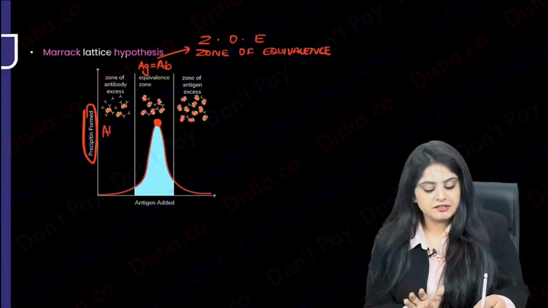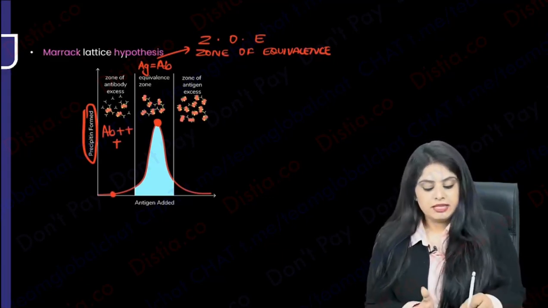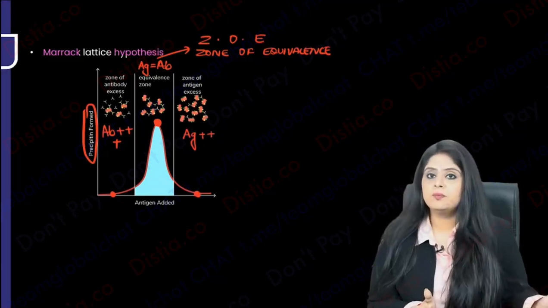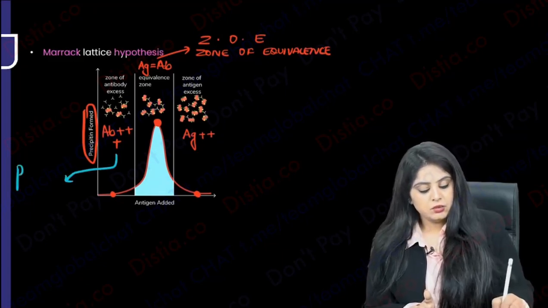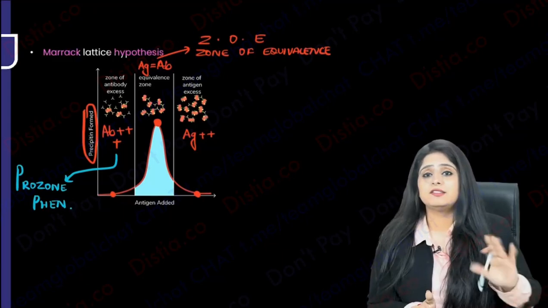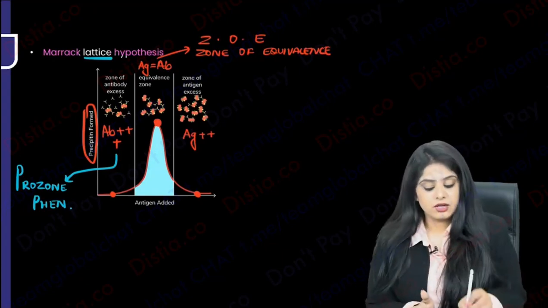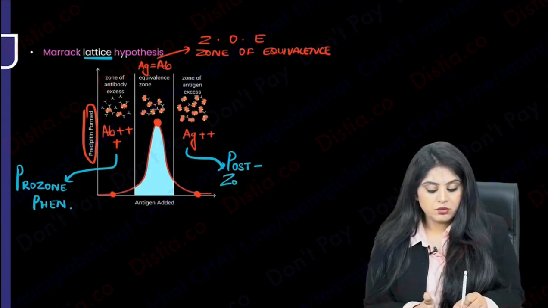If there is excess of antibody, do you see any precipitate forming? No. If there is excess of antigen, do you see any precipitate forming? No. So what are these known as? When there is excess of antibody, this is known as the prozone phenomenon. A lot of students ask me, what is prozone phenomenon? That is when antibodies are in excess. The lattice will not form, the antigen-antibody reaction will not occur. When antigen is in excess, that is known as the postzone phenomenon.